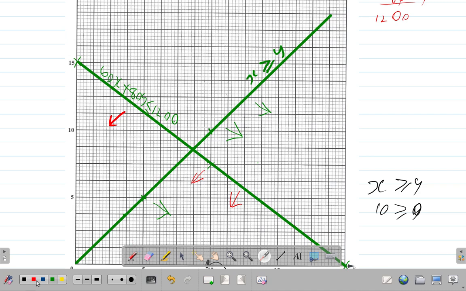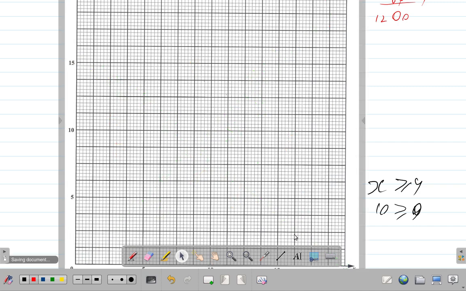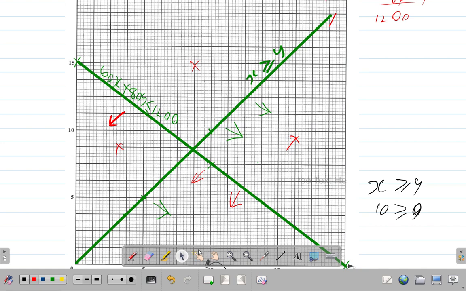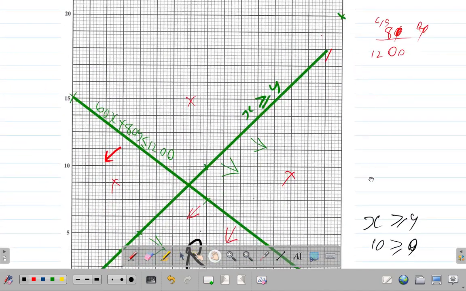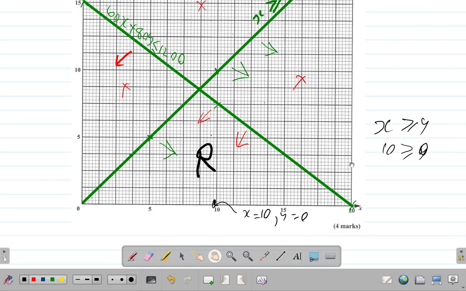So, you can see this doesn't satisfy both, this region out, this region out. But this region now, does it satisfy? Yes, this region satisfies both inequalities. So let's label it as R, the region that satisfies both inequalities. So you see that?